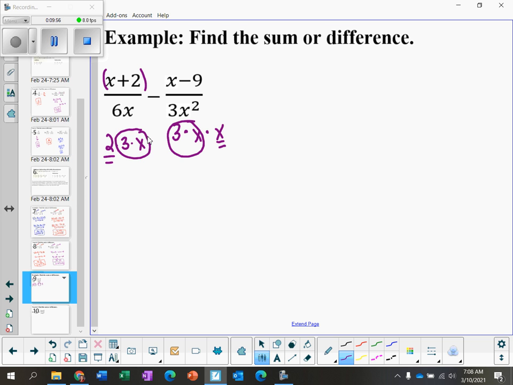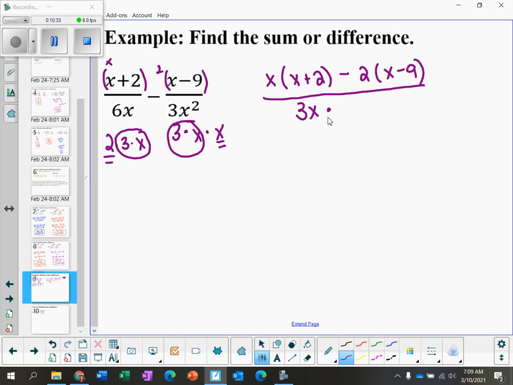This numerator is going to get multiplied by this x. And this numerator is going to get multiplied by this 2. The bottom will be made up of the thing that's in common times the other pieces. So let's do this one step at a time. Let's do our tops, our numerators, x times x plus 2 minus 2 times x minus 9 over the one that's in common, 3x, times the 2 times the x.